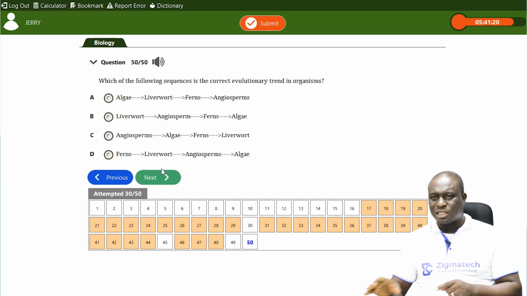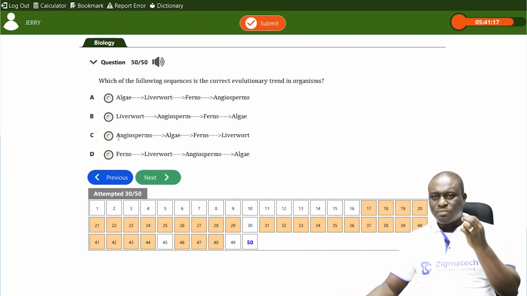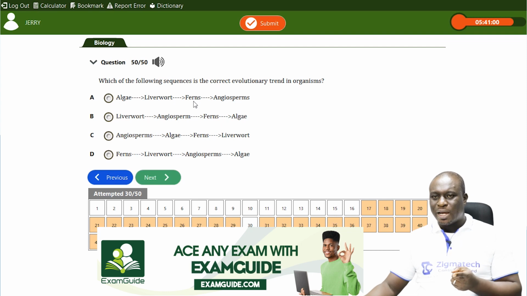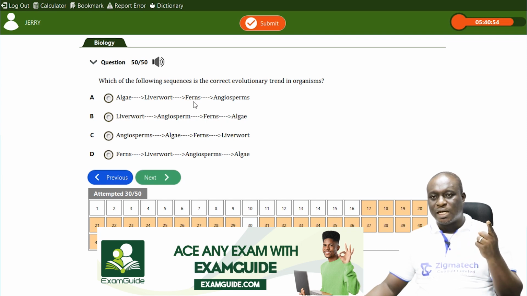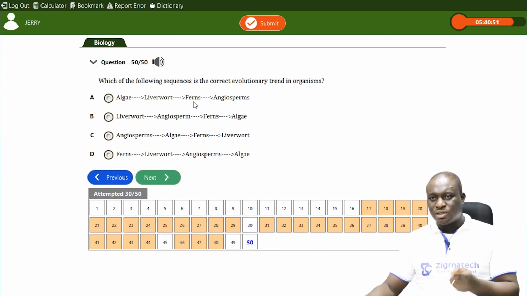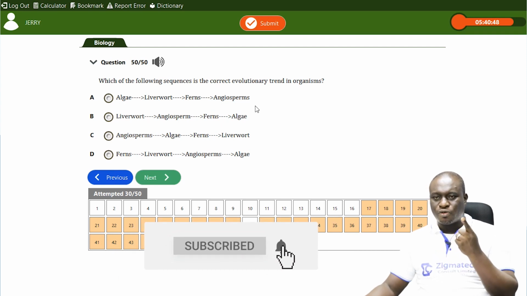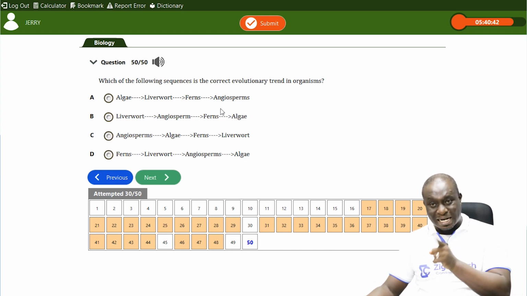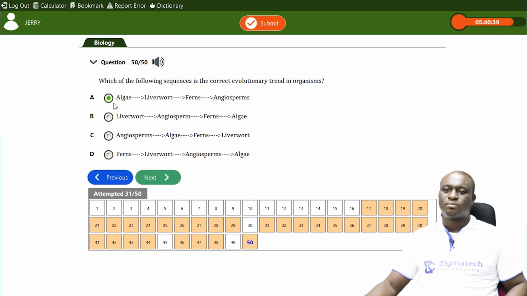Now, if you look at this transition, we said the simplest form of the plant kingdom is the thallophytes, which are algae. So option A begins with the algae. After the algae, we have the bryophytes, an example of which is the moss plant or the liverwort. After that, we have the ferns. Now, the ferns belong to the pteridophytes. After the ferns, then we have the angiosperms. So the correct evolutionary trend in organisms as it relates to plants is A.